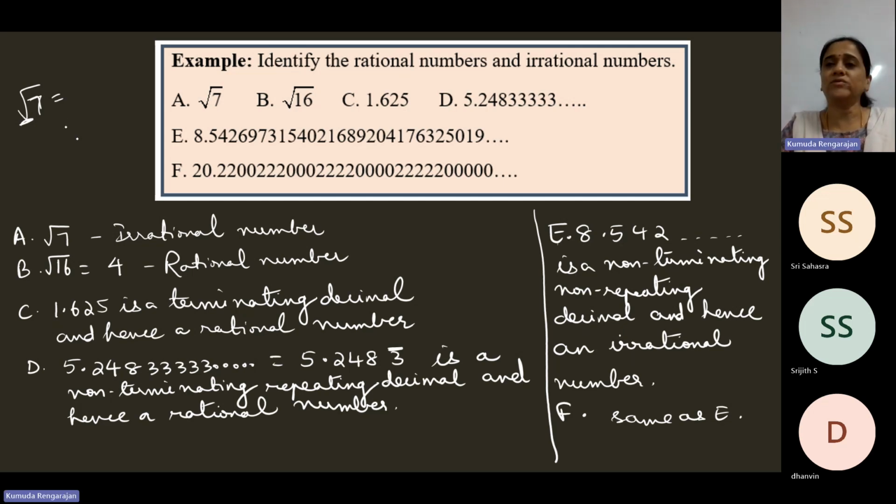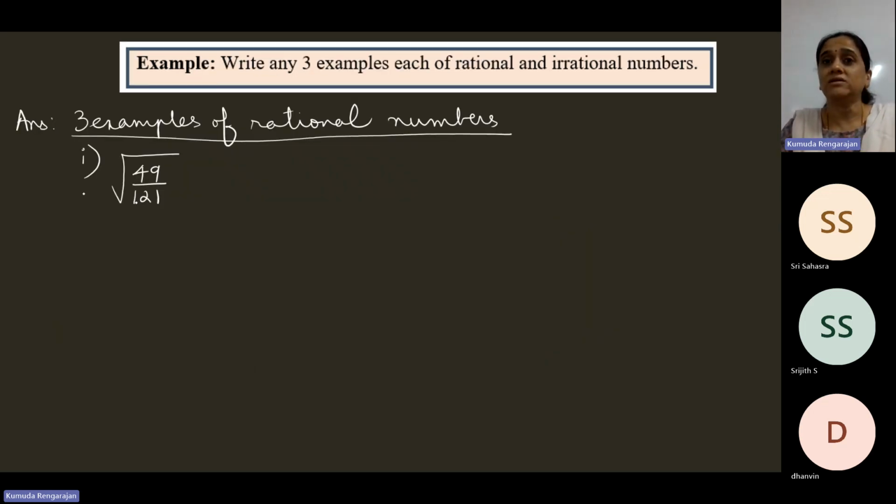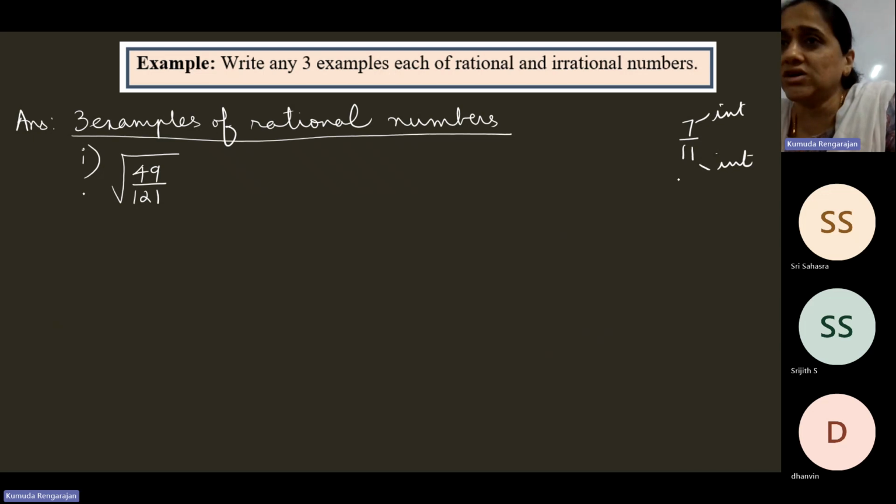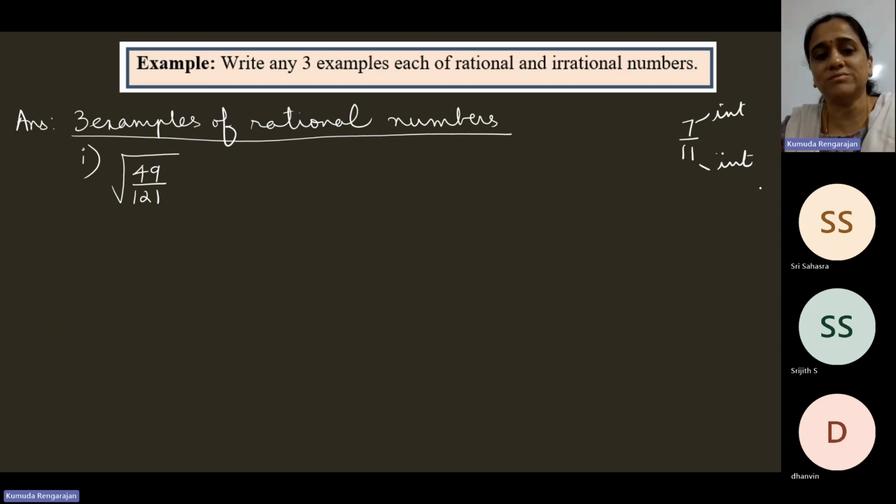So the value of square root of 7 is a non-terminating, non-repeating decimal. It's an irrational number. There are examples of irrational numbers that carry a radical sign like this. But just because you see a radical sign, that doesn't mean it's an irrational number. So what is the square root of 49? 7. Square root of 121? 11. Integer by integer. 7 is an integer, 11 is an integer. Integer by integer is a rational number. So this is an example of a rational number.